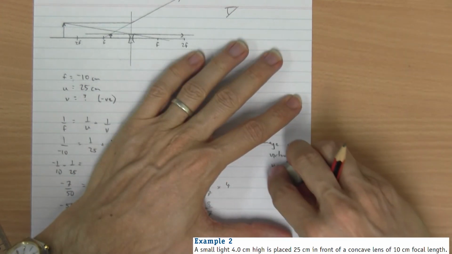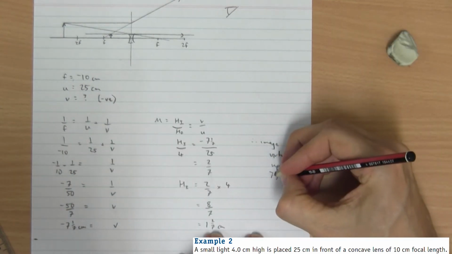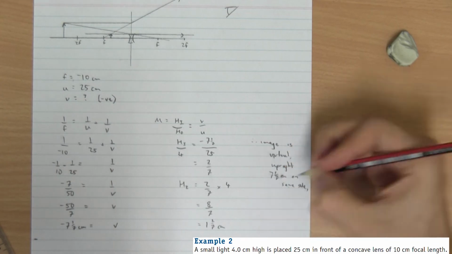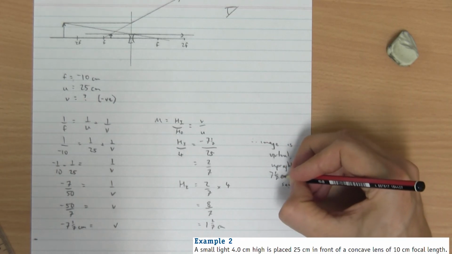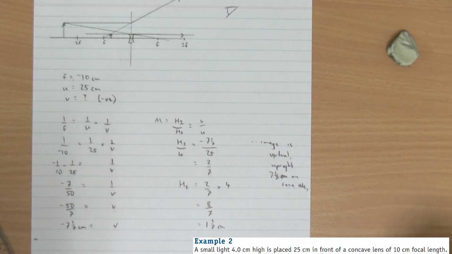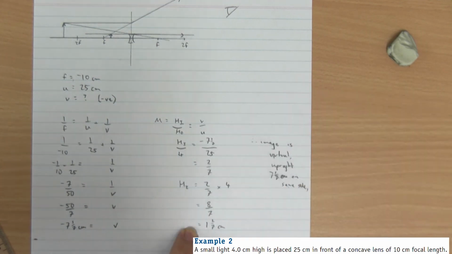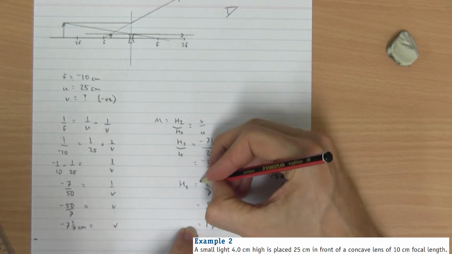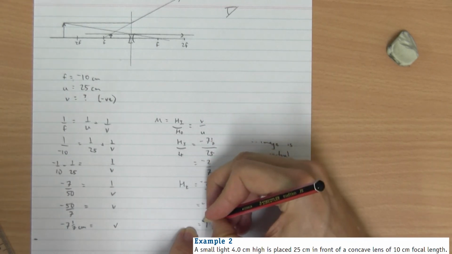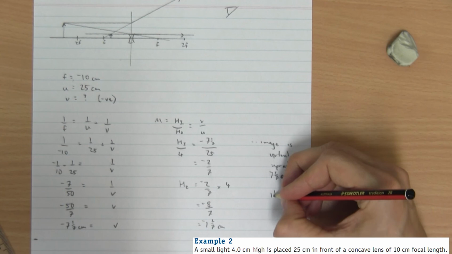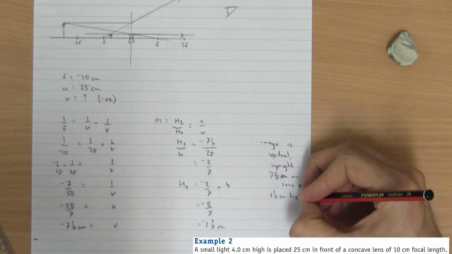It's a bit messy. Let me see if I can neaten it up a bit. 7 1/7 centimetres on the same side of the lens. I'm making it messy. I'm just going to leave it. And I've done something wrong here. I've missed a negative sign. Negative. And it's going to be 1 1/7 centimetres high.